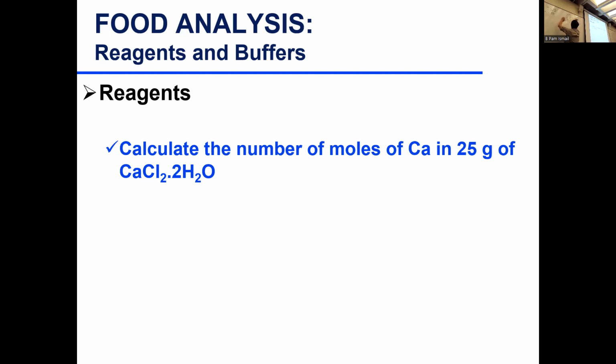and 2 oxygens, that's 32 plus 4. So what do we have? We have 147. Is that correct? All right. 147 grams. That's 0.17 moles. So this is the moles for the entire molecule.